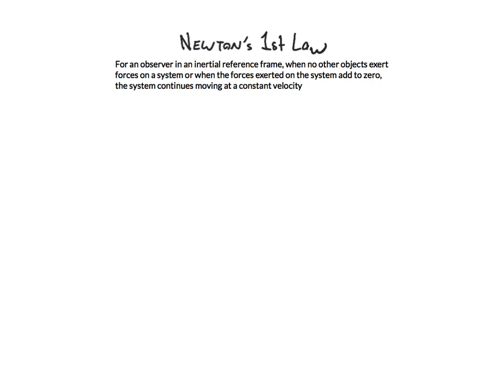Let's expand a little bit on your book's definition of Newton's first law. This is the definition given in your book: for an observer in an inertial reference frame, with no other objects exerting forces on the system, or when the forces exerted on the system add to zero, the system continues moving at a constant velocity.